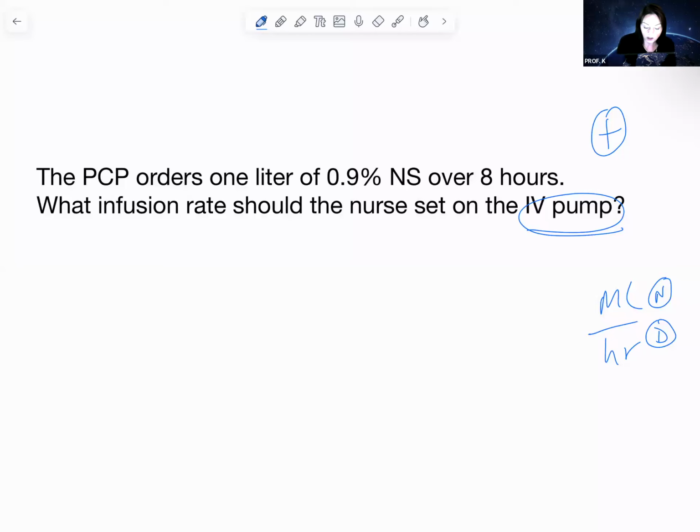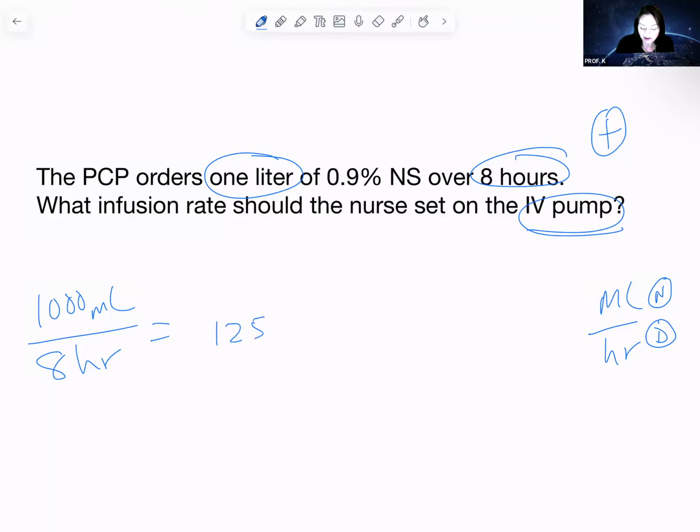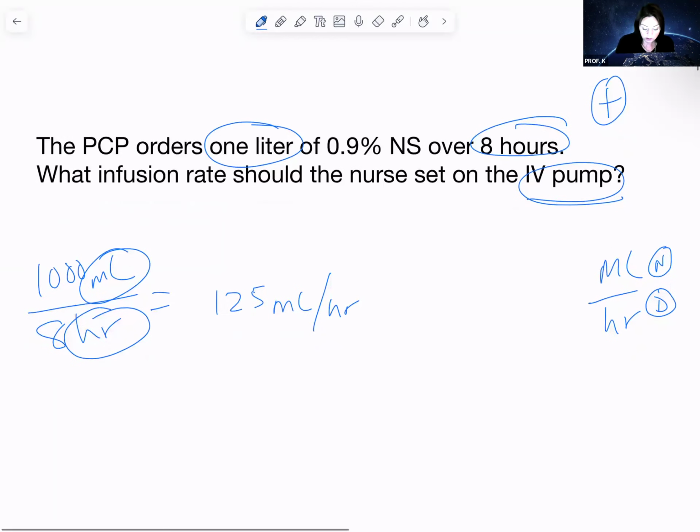So volume over time, 1 liter. Well, you can do a whole conversion, but you should know 1 liter is 1,000 milliliters, over 8 hours. 8 divided into 1,000 is 125 milliliters an hour, because I already have milliliters an hour in the numerator and denominator. If you wanted to start with 1 liter, that's okay too. You can convert it first: 1 liter is 1,000 milliliters. Cross off my liters, and it tells me when I do my math that it's 1,000 milliliters.